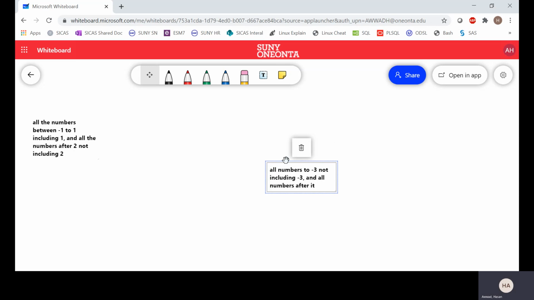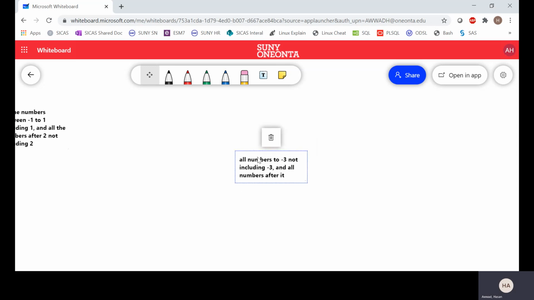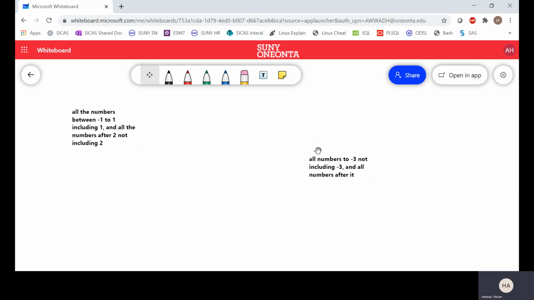Okay. So say this came up on your exam or on your homework, and you had to try to plot this one out. So you have all the numbers to -3, not including -3, and then all the numbers after it. Go ahead, and I will give you guys another couple seconds, see if you can figure this one out.